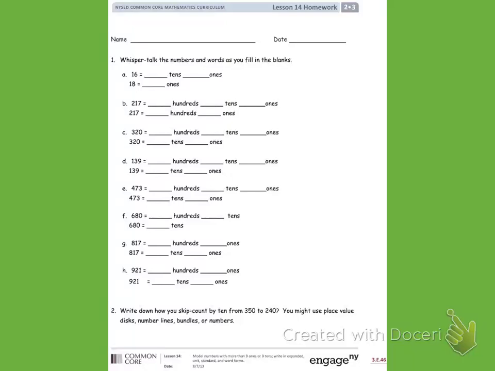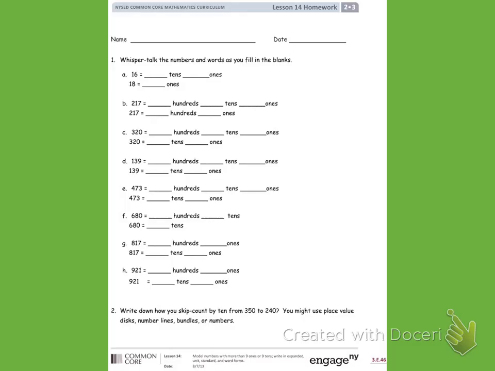Module 3, Lesson 14's objective is to model numbers with more than 9 ones or 9 tens, and write in expanded, unit, standard, and word forms. On this homework assignment, Problem 1 says to whisper talk the numbers and words as you fill in the blanks.